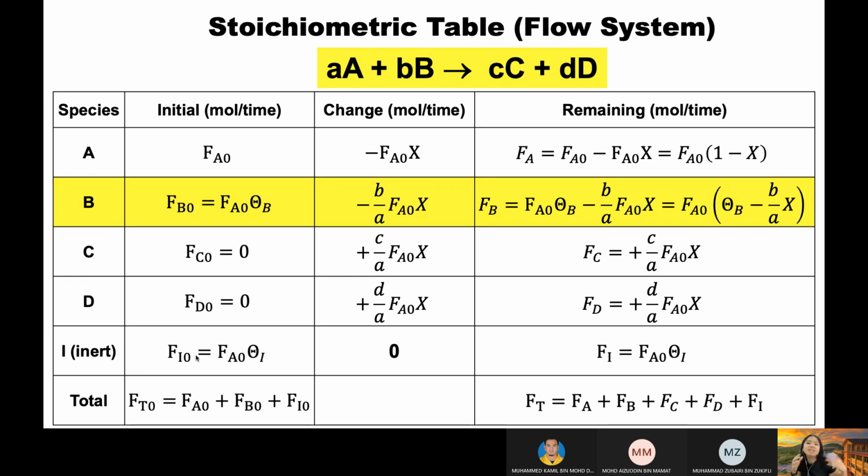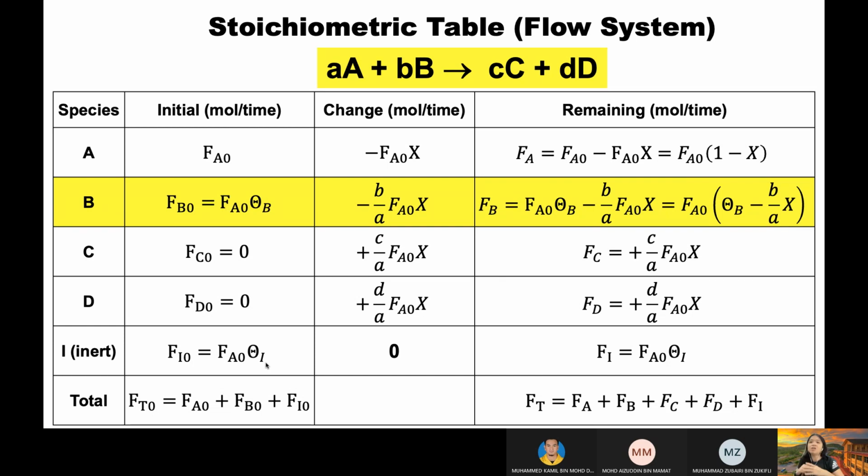Just that kita letak sini simbol inert. Okay, so how much initial molar flow rate of inert equals to again Fa0, tetapi now dia multiply with theta I. So kalau tadi theta B, ni sekarang theta I. Tetapi konsep dia masih sama. It's the ratio of amount of inert over amount of A. Kalau tadi initial amount of B over A, now become initial amount of inert over A.